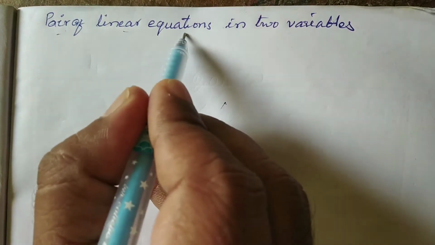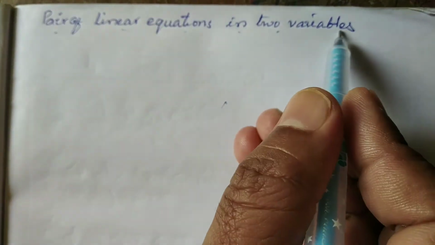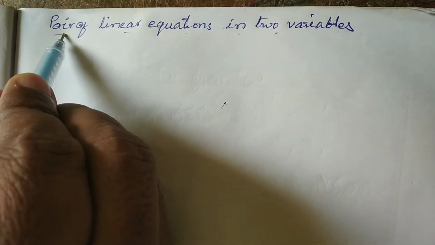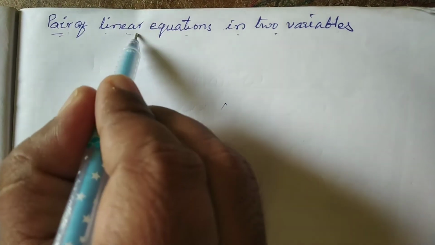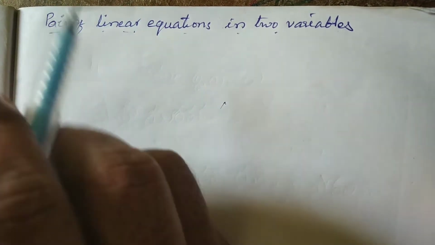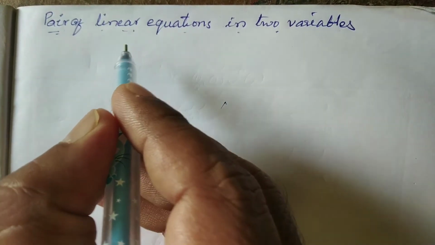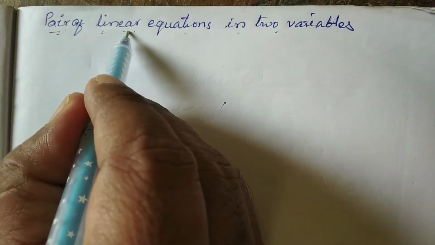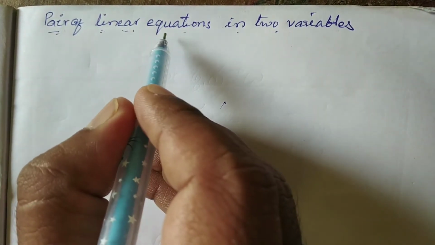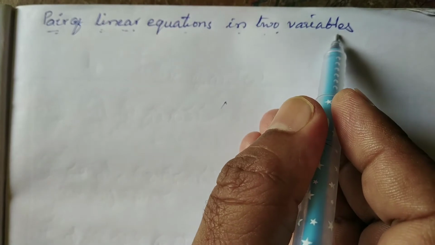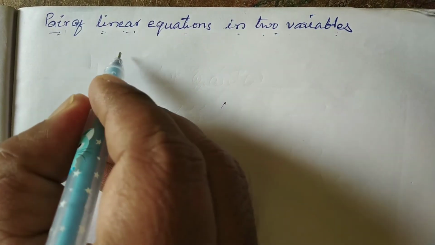Pair of linear equations in two variables. Here pair means two, and linear means the degree of the equation is 1. So, in two variables. Okay, first, linear equation.